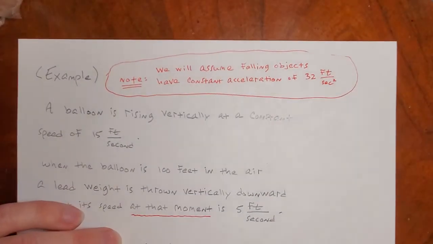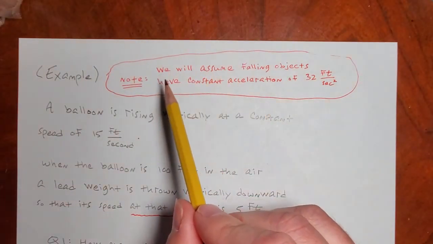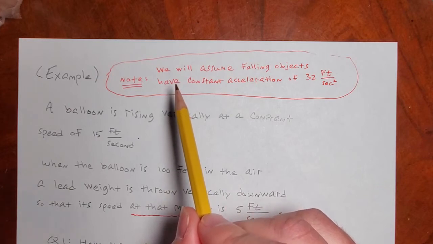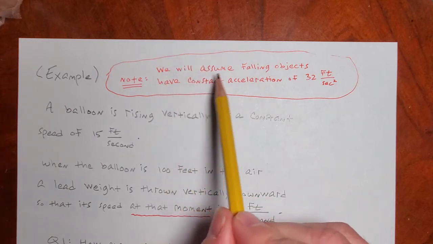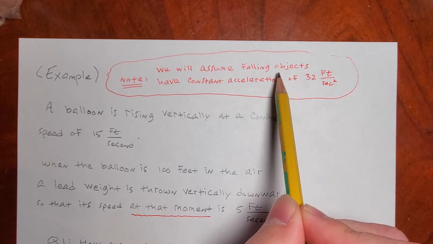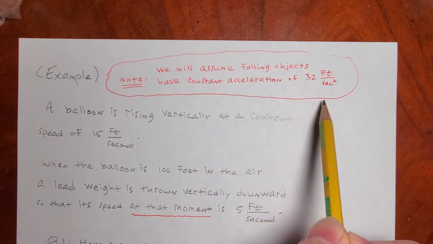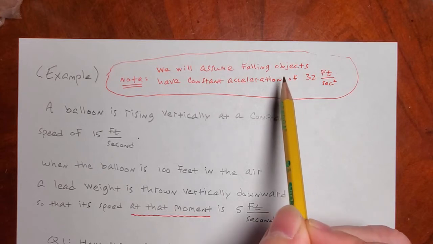Oh, I forgot to mention. We make this assumption. As when you learn physics, you make lots of assumptions that aren't completely true, okay? We're going to assume for falling objects that they have a constant acceleration of 32 feet per second squared, okay? That's not really true.